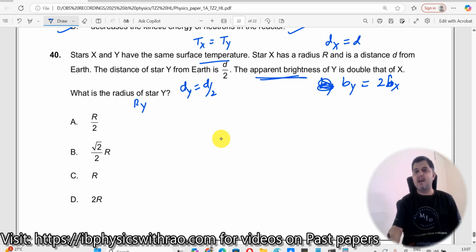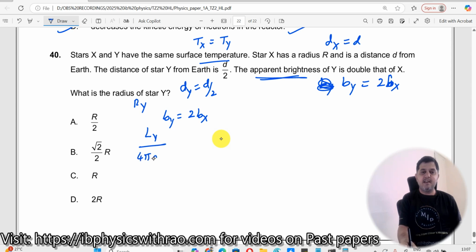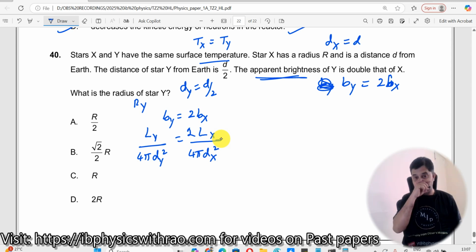The moment you learn about apparent brightness, let us start from here. So BY is equal to 2 times BX. Now how do I write B? What is the formula for B? LY divided by 4 pi dY square is equal to 2 times LX divided by 4 pi dX square. Now what is this LY once again? Because it's a star, it is your luminosity.